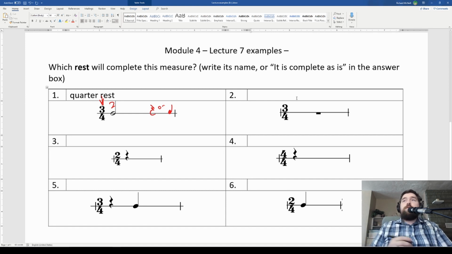Okay, example 2. I take a look here, and this is a whole rest. Now remember, if a whole rest is in any sort of measure and there's nothing else there, then that whole rest is the entire measure's worth of beats right there. So we have beats 1, 2, and 3 right there. We have 3 beats right there, so we don't need anything else. So it is complete as is.